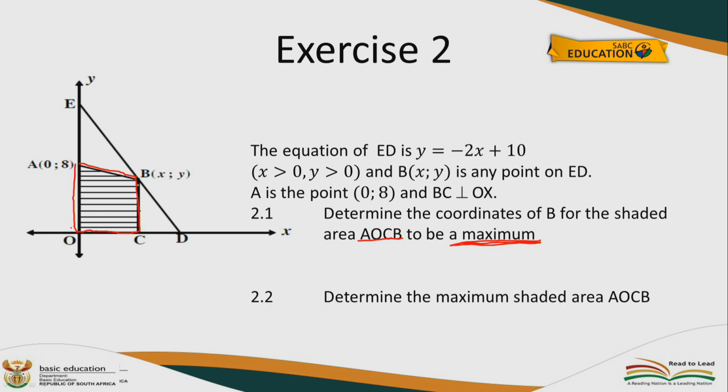All right? So for the second question, they ask you to determine the maximum shaded area. So you can see that this shaded area is a function of x. So since this is a function of x, it means that we will need to find the value of x where we have a maximum area, and then we take that value of x, we substitute it into the expression for the area, and that will then give us the maximum area that is going to be shaded.